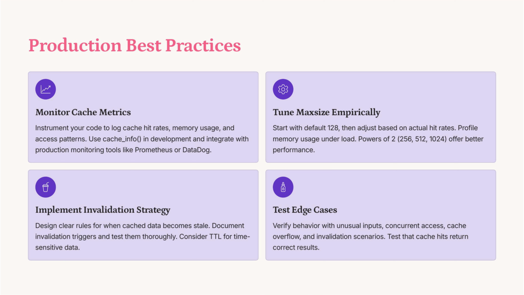Monitor cache metrics by logging hit rates, memory usage, and access patterns. Use cache info during development and integrate with tools like Prometheus. Adjust max size empirically, starting at 128, and profile under load. Implement clear invalidation strategies, considering TTL for time-sensitive data. Test edge cases, including unusual inputs and concurrent access, to ensure reliability.